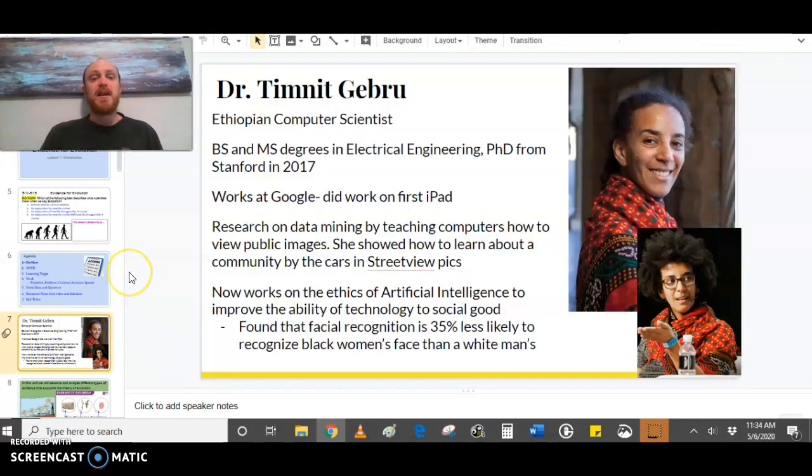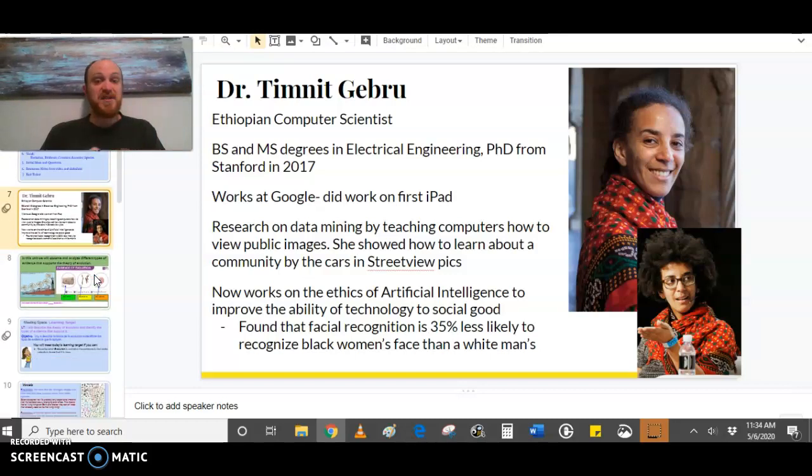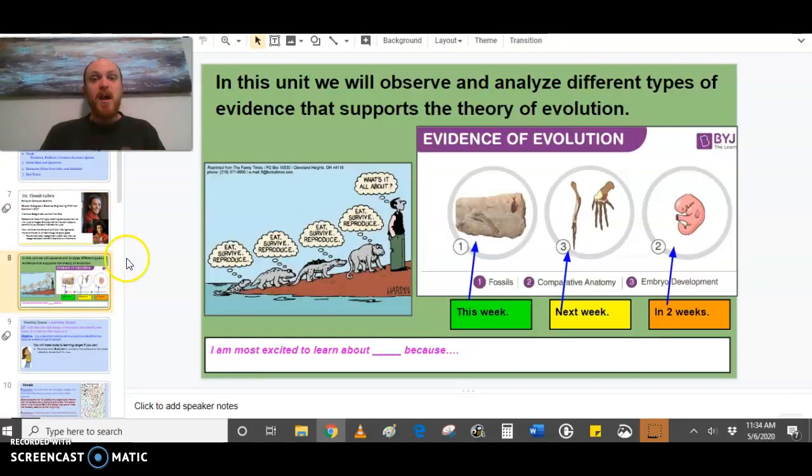Our scientist of the day is Dr. Timnit Gebru. She's an Ethiopian computer scientist. She works in the US now. She works at Google, which is really cool. And you can look her up. There's a lot of information about her. She's done TED Talks and cool things like that.